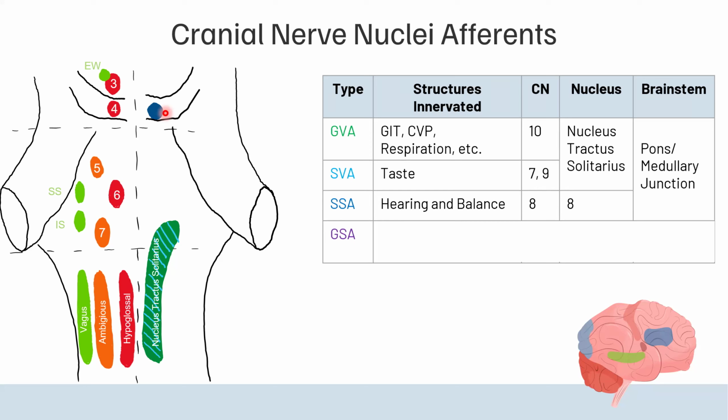I understand because everything else is complicated. This also seems complicated, but this one's actually super simple. It is the actual general sensations that we have. So it's sensations to the face and the neck. And which cranial nerve carries this? Trigeminal. There we go.